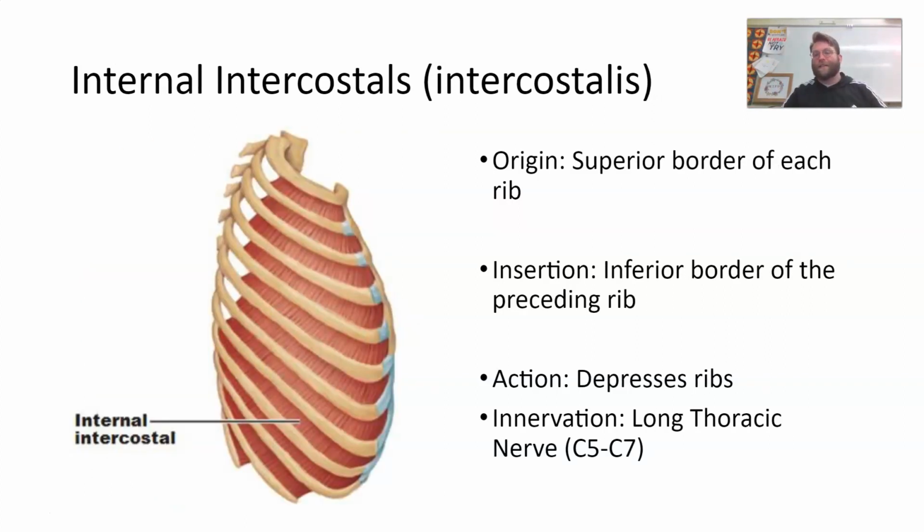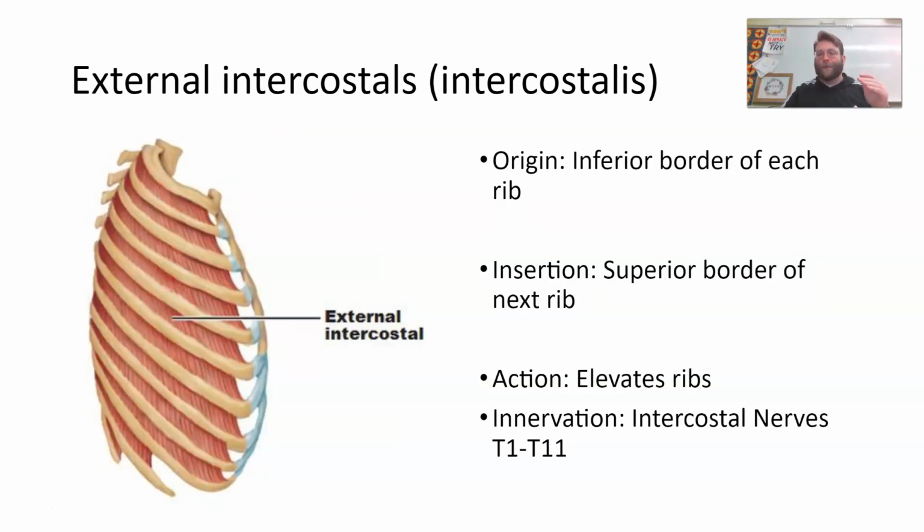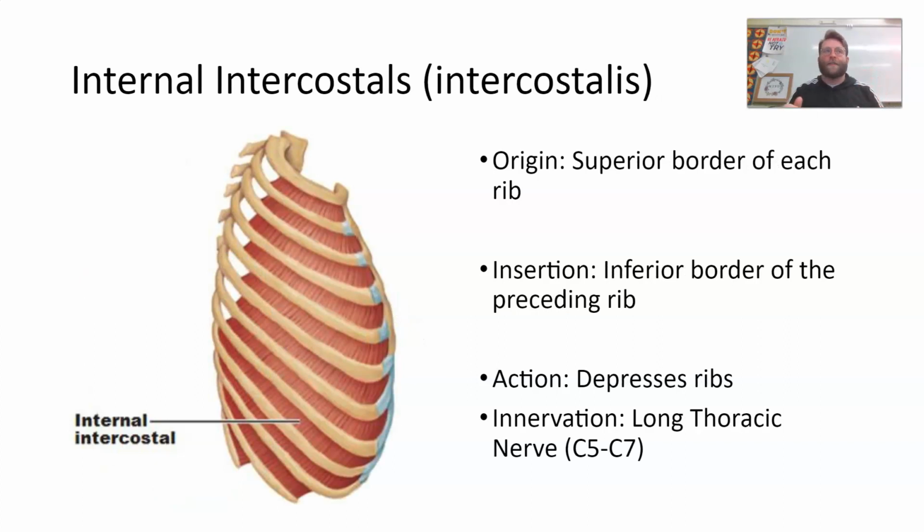The internal intercostals, the fibers run in the opposite direction. Before, we had an origin on the inferior border of each of the ribs for external. For the internal, our origin is going to be on the superior border of each rib, and we're going to insert into the inferior border of the rib above, the preceding rib. So the way it works is essentially one is going down this way, and the other one is going the opposite direction below it. As one depresses and pulls, it's going to shrink the size of the cavity, and as the other expands and pulls, it's going to bring it outward and increase the cavity. So it changes the overall volume of your chest.